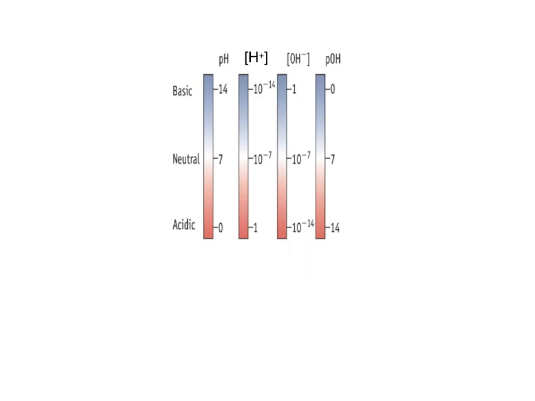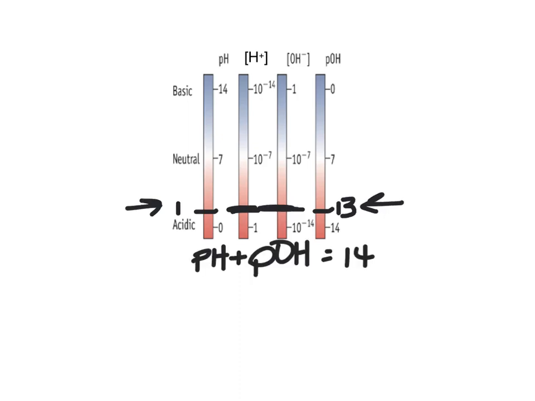Here's how pH and pOH are related. Say you have a pH of 1. On the pOH scale, that is a pOH of 13. You have a higher concentration of hydrogen ion, especially with a pH of 1, and a much lower concentration of hydroxide. If you take the pH for a solution and add its pOH, the sum is always 14.